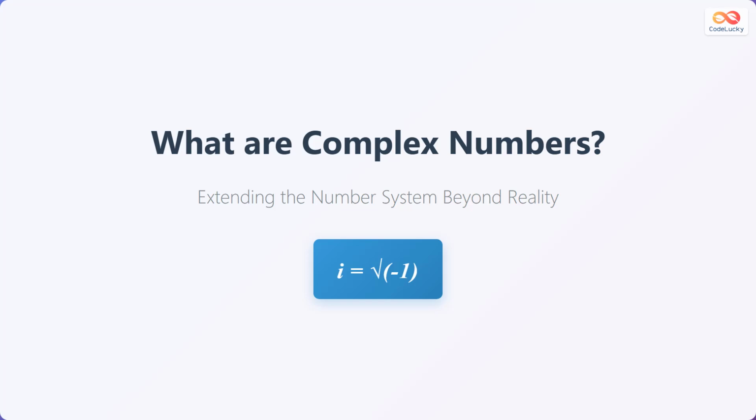Let's explore complex numbers, which extend the number system beyond what we typically think of as real numbers. At the heart of complex numbers is the imaginary unit i, defined as the square root of -1. That is, i equals square root of -1.